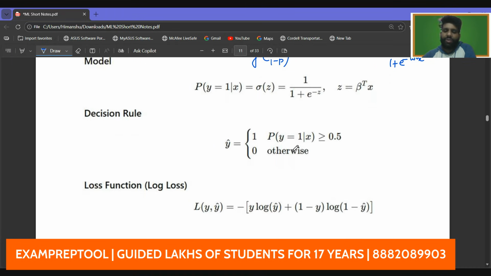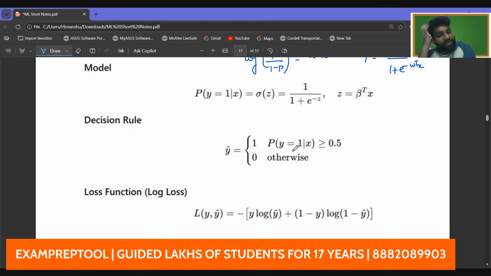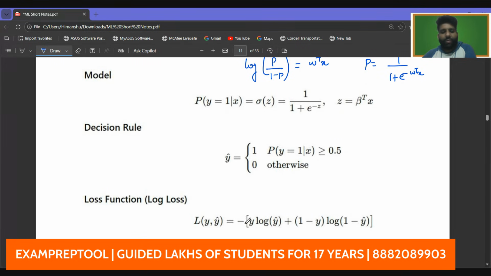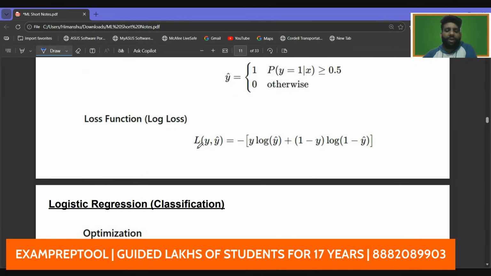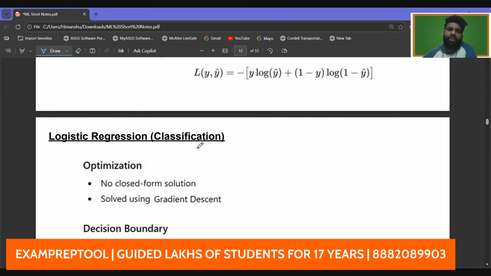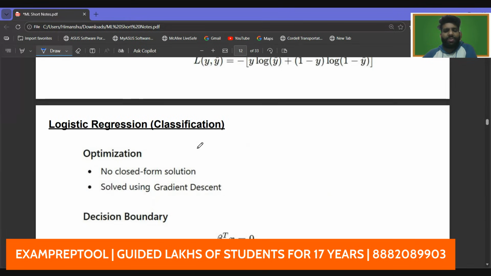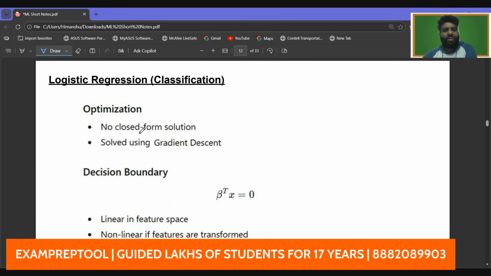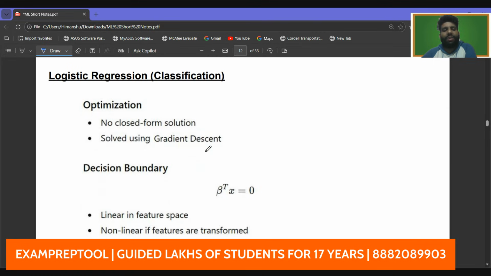Decision rule we just talked about. What is the loss function which is being used? Binary cross entropy loss. Where y cap you get from your model, y you already know, that is class 1 or class 0, we always have. So that's how we get this loss function. How do we optimize this? In general we do not have a closed form solution, that means a direct equation based solution we do not have. We use gradient descent to solve it.